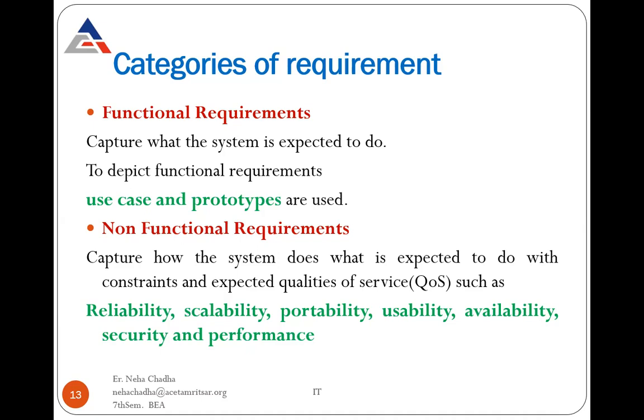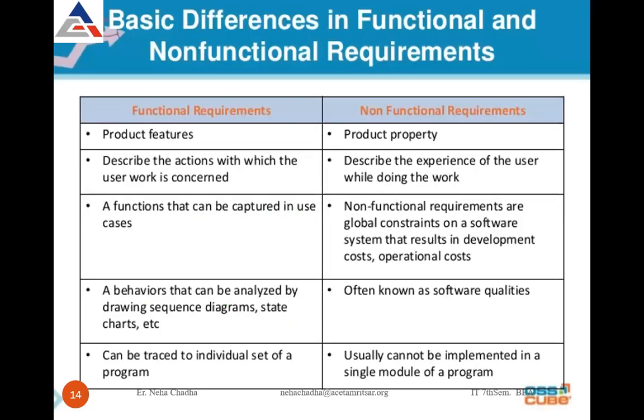Then comes the non-functional requirement. It captures how the system does what is expected to do, with constraints and expected quality of services such as reliability, scalability, portability, usability, availability, security, and performance. These are all the non-functional requirements. It may vary from enterprise to enterprise, from organization to organization. Let's discuss in detail. Firstly, what is the difference between functional requirement and non-functional requirement? Functional requirement is a product feature, but non-functional requirement is a product property.